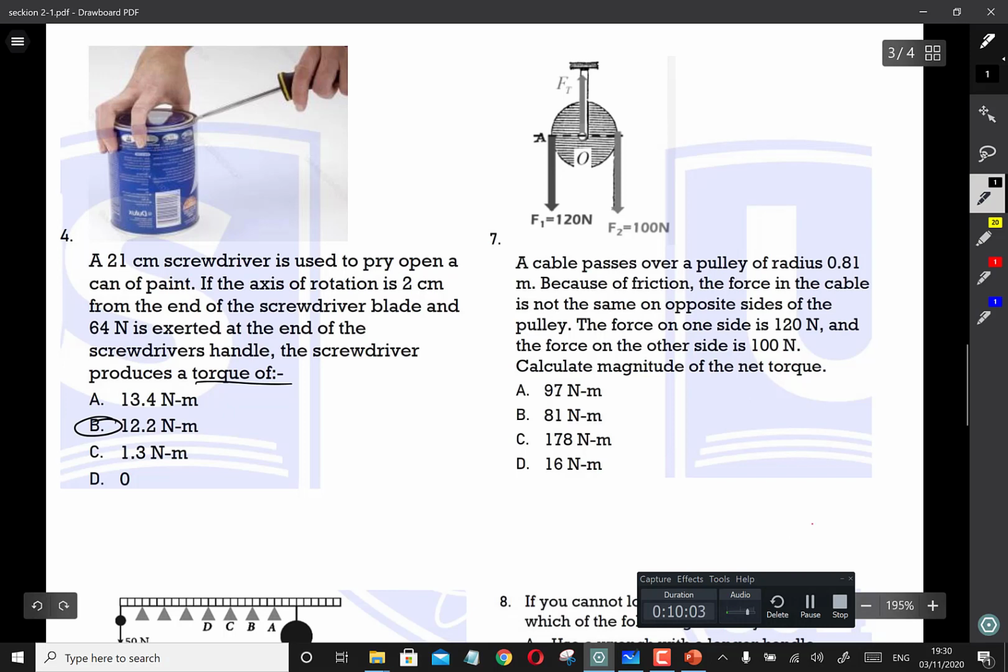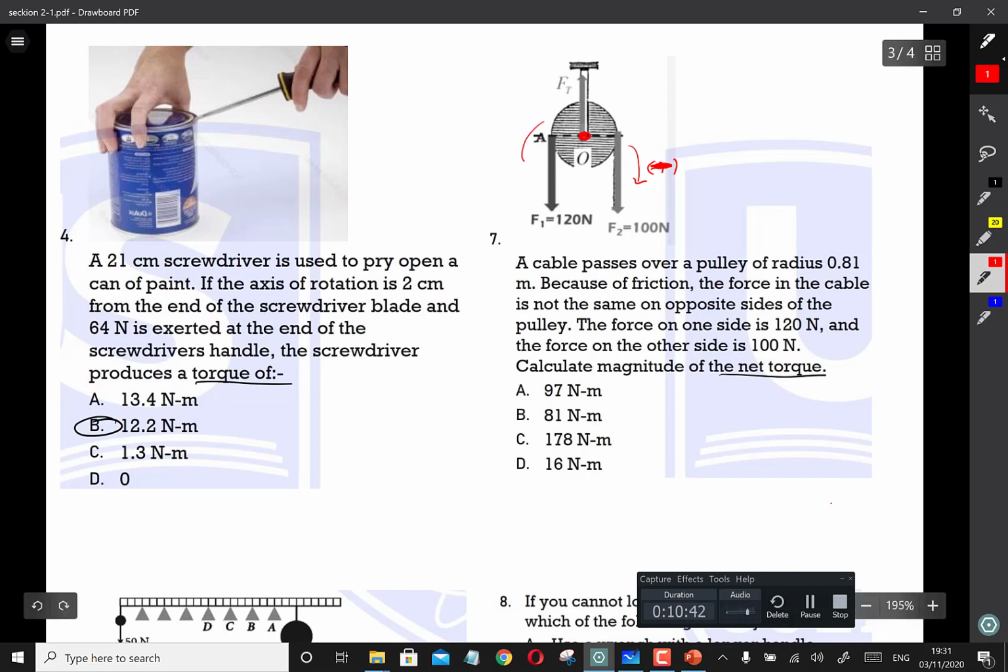So, question number 7. A cable passes over a pulley of radius 0.81 meter. Because of the friction, the force in the cable is not the same on opposite sides of the pulley. This is also one of the chapter questions; I only made a small change. So the force on one side is 120 and the force on the other side is 100. You can calculate the magnitude of the net torque. Net torque is asked. So this is the torque about the center, where the pulley rotates. F2 produces a negative torque because it rotates the pulley in the counterclockwise direction.